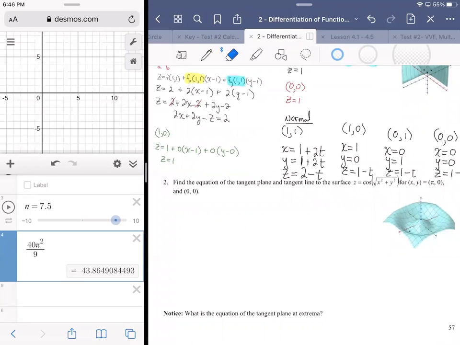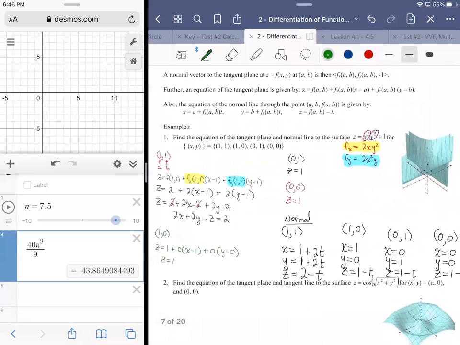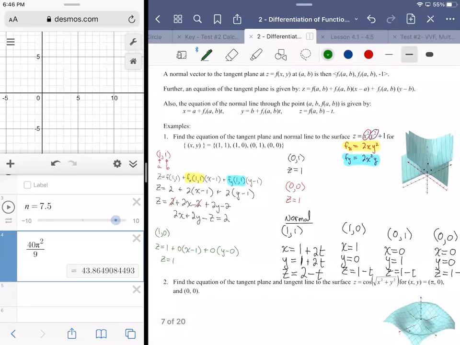So find the equation of a tangent plane and tangent line to the surface. Given function. All right, so we know, based off of experience, based off of the models that were given, that we haven't really explored yet.